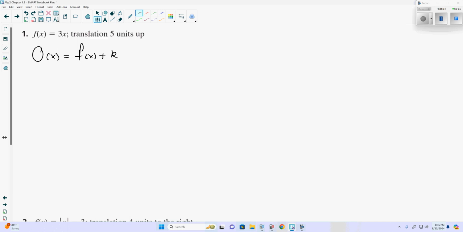Now our k value, the amount that we're moving up or down, is going to be what? 5. And since it is going up, the value of 5 is positive. So our k value is positive 5.